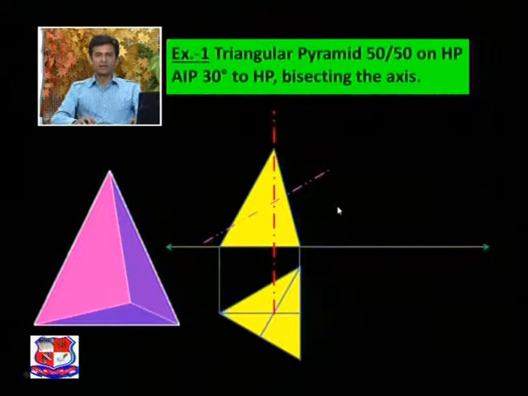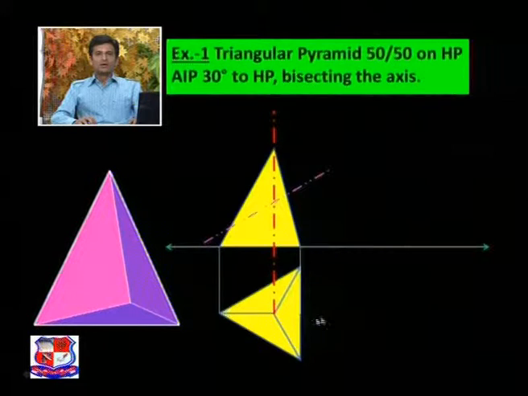Now this is a cutting plane. Here it is given that the cutting plane or auxiliary inclined plane is inclined at 30 degrees to the horizontal plane, means we have to draw a line which makes an angle of 30 degrees with the XY line, and it bisects the axis. So this cutting plane line will pass through the midpoint of this axis. So first of all, find the midpoint of this axis, that would be somewhere here, and from that point draw a line at an angle of 30 degrees with the XY line. So this line represents the auxiliary inclined plane or cutting plane line.